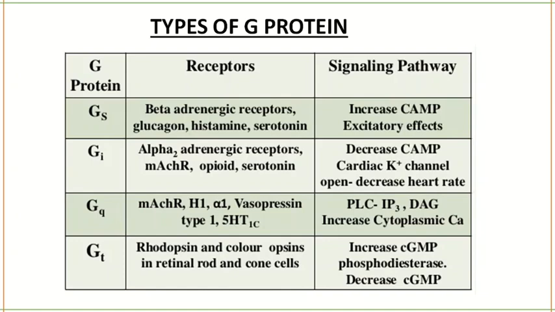Next is GT, transducin. This is involved in our eye cells when light or dark is there. What happens in our eye cells, that is, rods and cones, is the process of GT. And the signaling pathway here is an increase of cyclic GMP phosphodiesterase. An increase of this enzyme decreases the cyclic GMP.